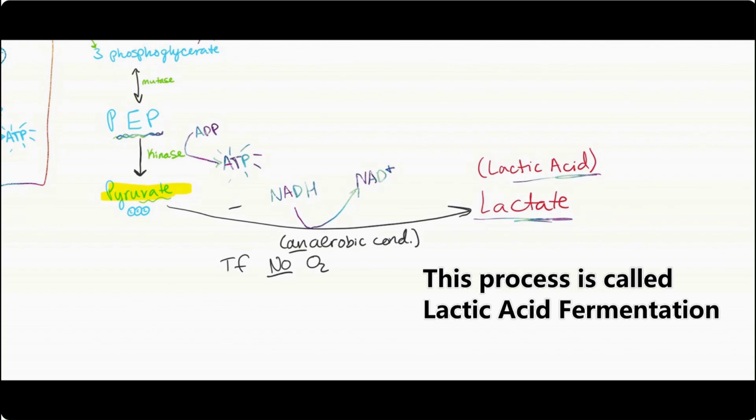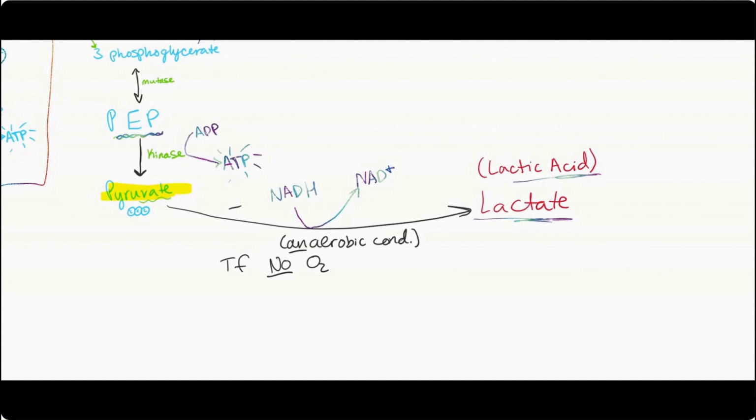Sound good? And then in the liver, you don't need to know this part, but just for your own edification, if you're curious, in the liver, lactate is actually used to then make more glucose. So that way, later, when you do have oxygen, you can use that glucose to generate a lot of energy when there's oxygen around, all right?